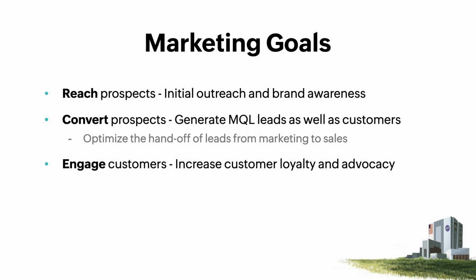What are we trying to achieve? These are the three initial goals that all work into one final goal. The first thing that we're trying to do is reach prospects. So that'll be the initial outreach, the brand awareness. That'll be like cold calling, cold emailing, sending out prospecting emails, other things like that. And we'll look at some examples.